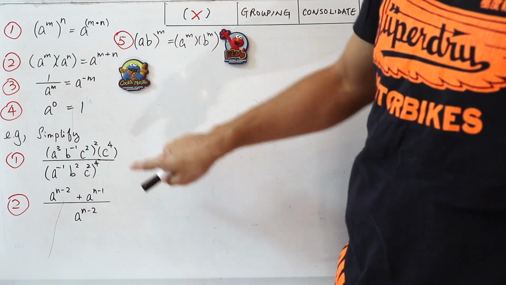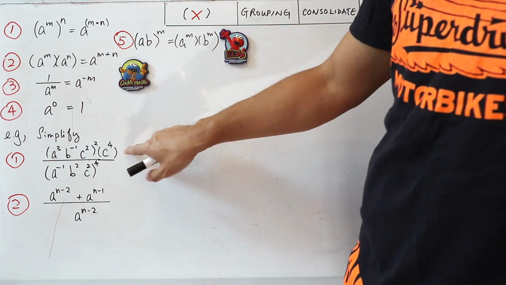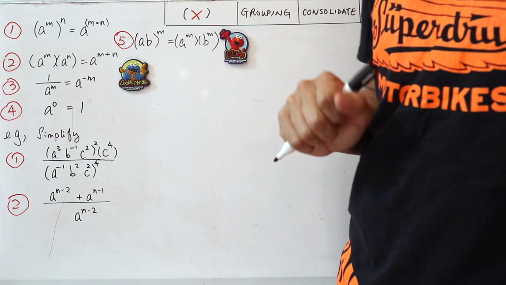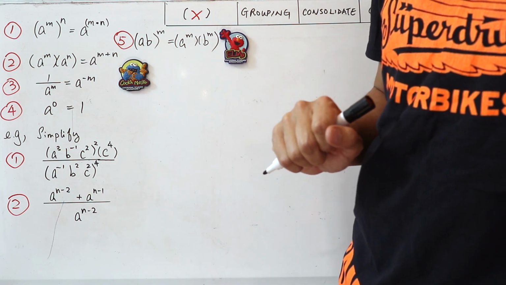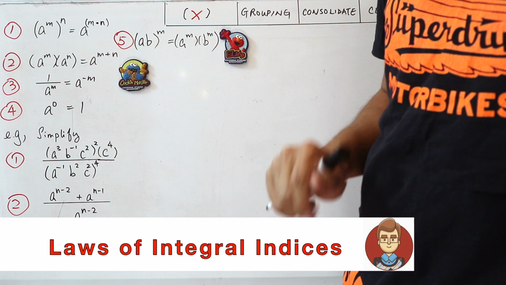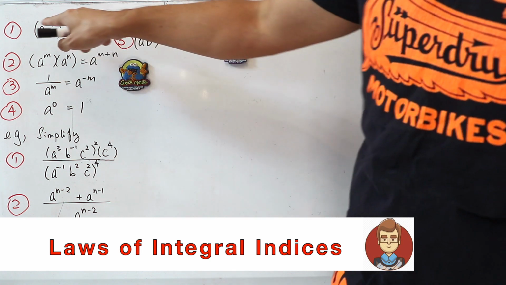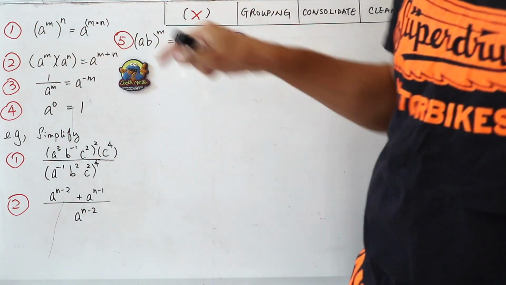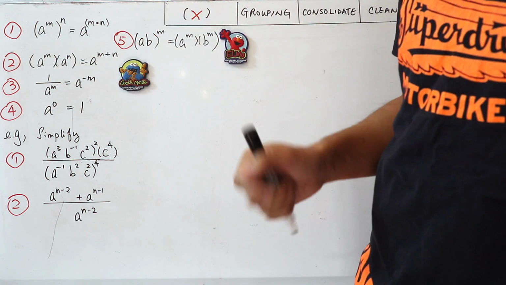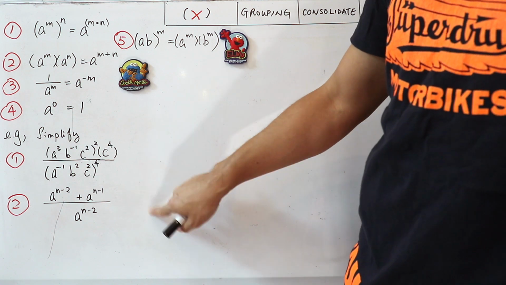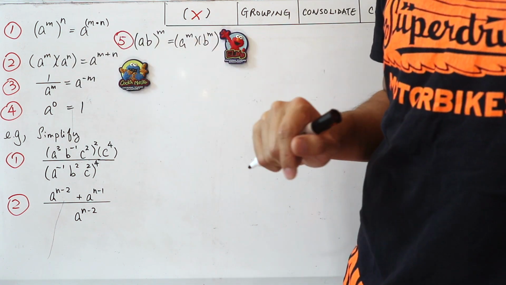In this video, I'll be doing two examples. To answer these two questions, you actually need to have some basic knowledge of the law of integral indices. There are actually quite a few laws, but some of them are more important. I think these five here, 1, 2, 3, 4, 5, are the more important ones. So later on when I work on these examples, I will tell you which law I'm using, okay?